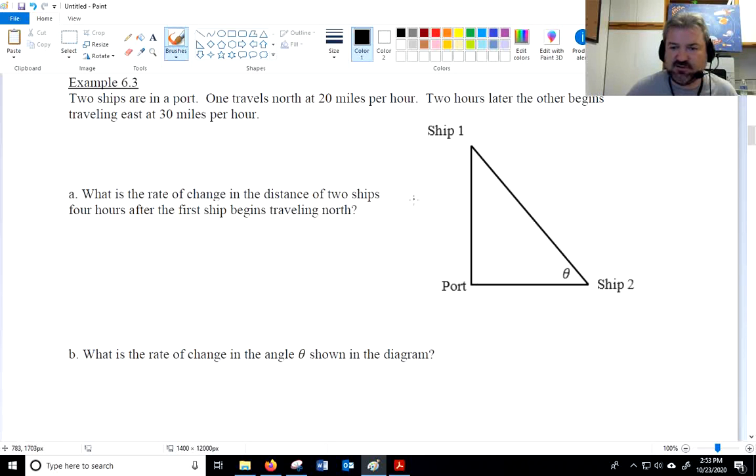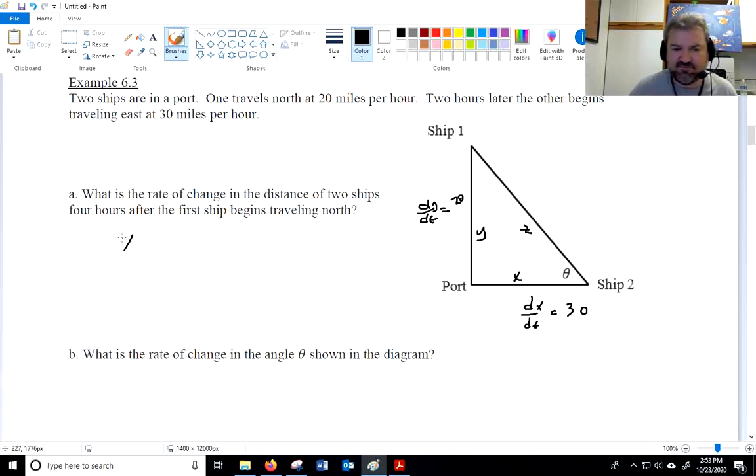Okay, so this one here, I like to call this y, and this x, and this z. We've been told dy/dt is equal to 20 miles per hour, and dx/dt is 30 miles per hour. Now, there is a delay in when x leaves, but the rate of change in x is still 30. What is the average rate of change in the distance of the 2 ships 4 hours after the first ship begins to leave north?